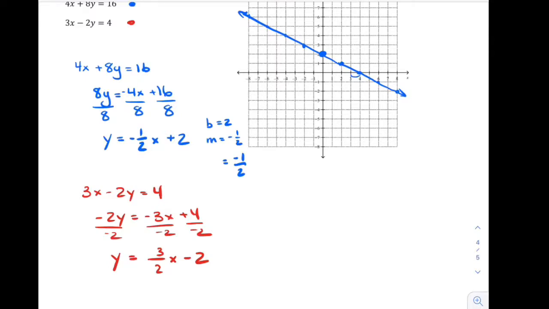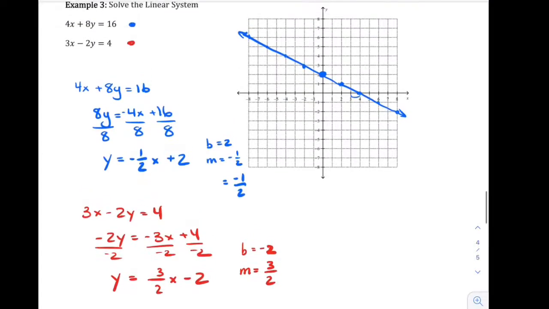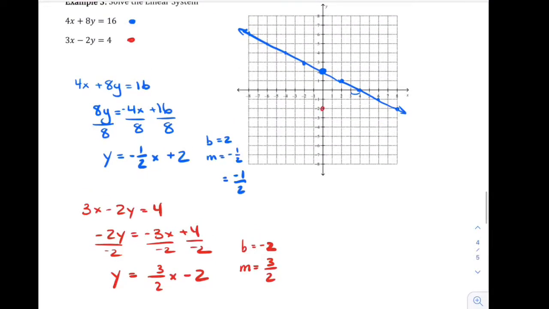So now I'm going to plot that. I have a b value of negative 2. And I have a slope of positive 3 over 2, which is rise 3 and run 2. So I'm going to put that onto the grid. Negative 2. And I'm going to rise 3, run 2. Rise 1, 2, 3, and run 2.